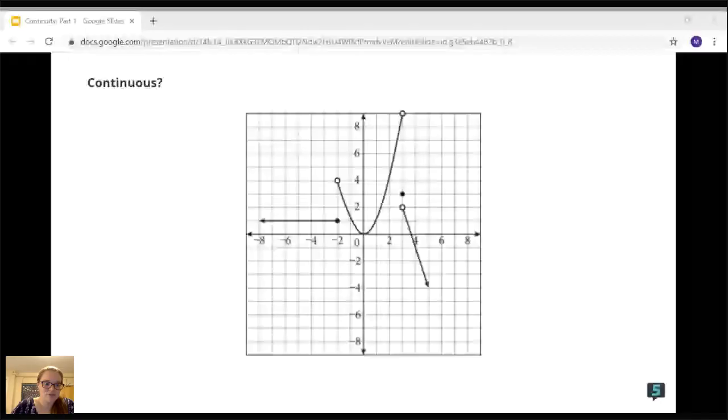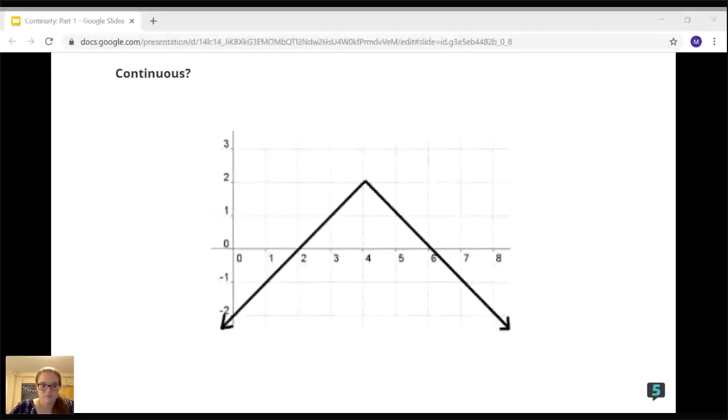No, right? Yeah. So since we cannot draw this whole graph without picking up our pencil, we cannot say that it is continuous based on the information we have now. If we are looking at this entire graph, there is no way to say that this is continuous. Okay, one last graph before we move on. Is this graph continuous?